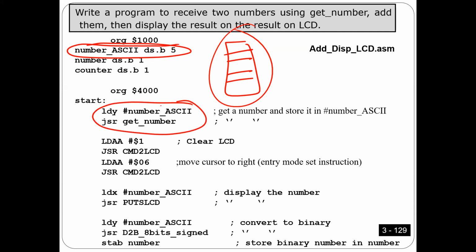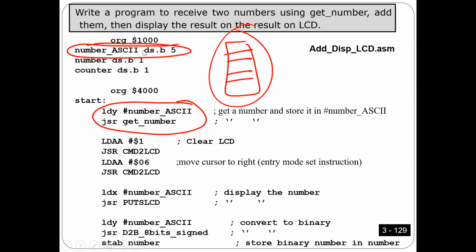Very easy, right? All what I did, I put the beginning address of this array in Y. Then I'm gonna go get number. So get number is gonna get numbers from the user until the user hits enter. Okay, and everything is already stored here. Is that okay?